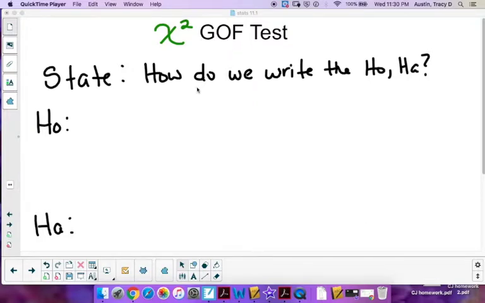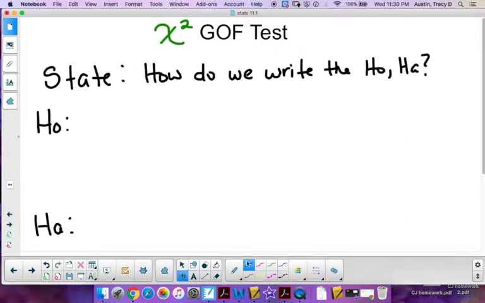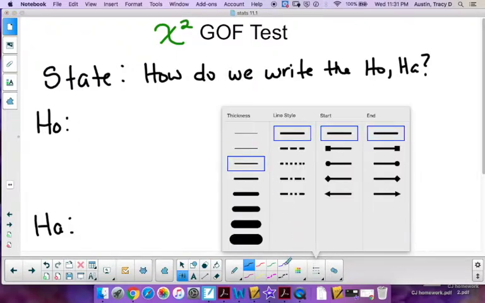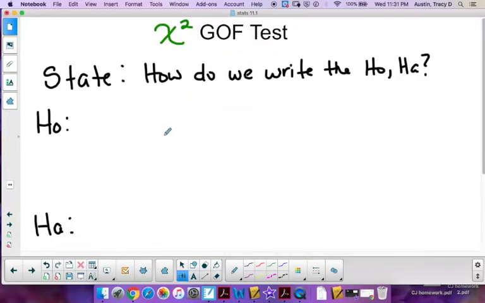Okay, so the next part that we're going to talk about is how we write the null and the alternative hypothesis for a goodness of fit test. And there's a very specific way that the null and the alternative hypothesis need to be written. Okay, so when we're talking about a goodness of fit test, remember from yesterday that a goodness of fit is basically checking how a population that you would divide into groups by some characteristic would fit a given distribution that you're told about. Okay, so the null is always no difference, right? That there's no difference between what we're told and what actually is.